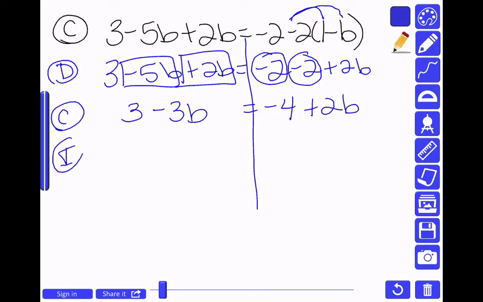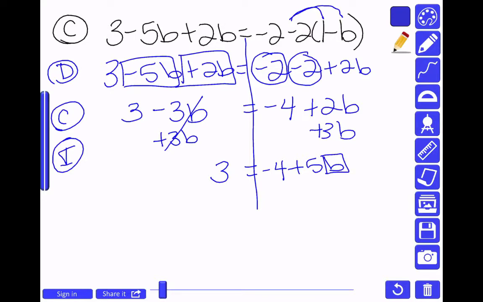Now I need to isolate my variable. Well, I have a variable on both sides, so I need to get them on the same side. So I'm going to choose to add 3b to both sides. You could also have subtracted 2b. You would get the same answer. Negative 3b plus 3b is 0, so I'm left with 3 equals negative 4 plus 5b.